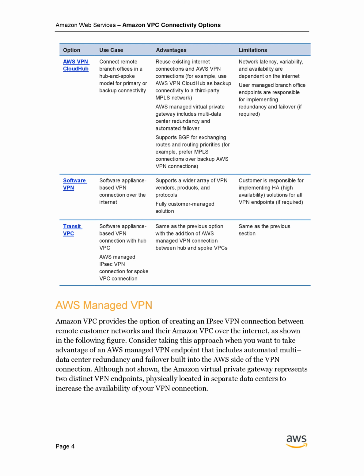1. AWS Managed VPN. Amazon VPC provides the option of creating an IPsec VPN connection between remote customer networks and their Amazon VPC over the Internet, as shown in the following figure. Consider taking this approach when you want to take advantage of an AWS Managed VPN endpoint that includes automated multi-data center redundancy and failover built into the AWS side of the VPN connection. Although not shown, the Amazon Virtual Private Gateway represents two distinct VPN endpoints, physically located in separate data centers to increase the availability of your VPN connection.